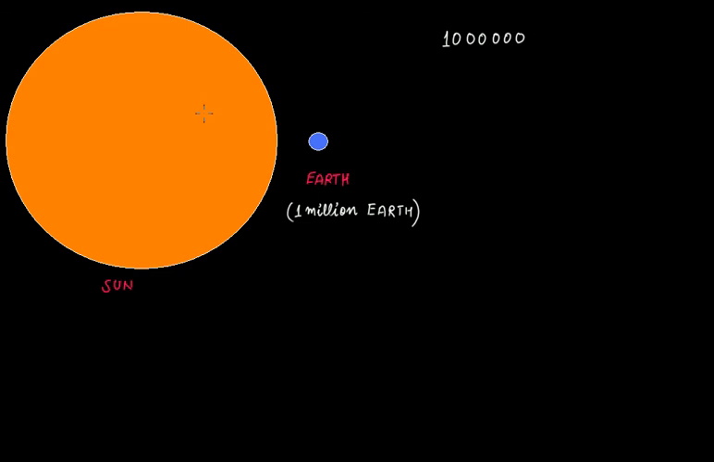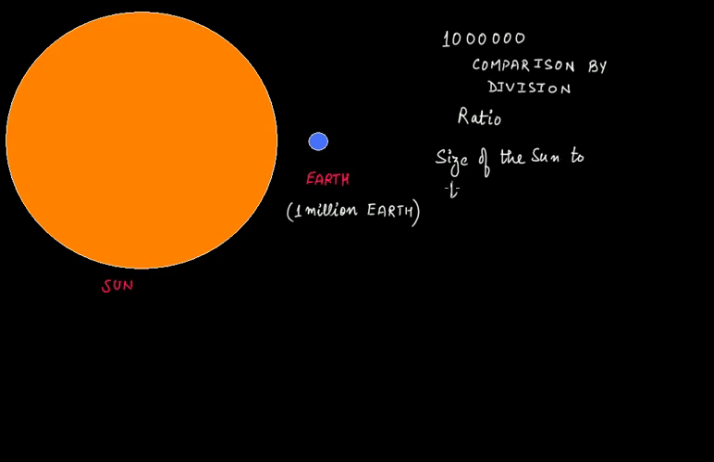So if one asks you to compare the size of the sun with the size of the earth, will you subtract? That is, the diameter, radius, or volume of the sun minus that of the earth? No. Again, you will use the concept of comparison by division, and that is the ratio. You will use ratio, where you will do the size of the sun to the size of the earth.